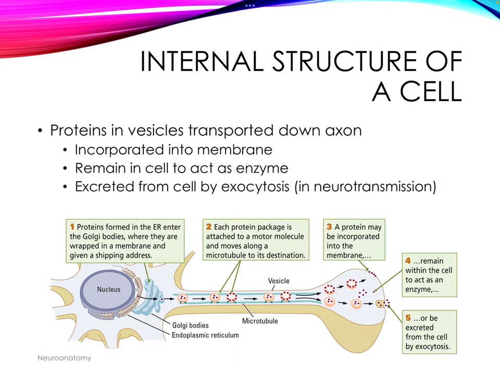Looking at the way that proteins are transported, here we have the Golgi bodies. This is where it's going to get its directions on where to go. Here is where the vesicles are made, the vesicles contain those chemicals, and they're transported down the axon. Here you can see it's going to be moved along, and if we had one here, it's going to be moved along and walked down the microtubule.